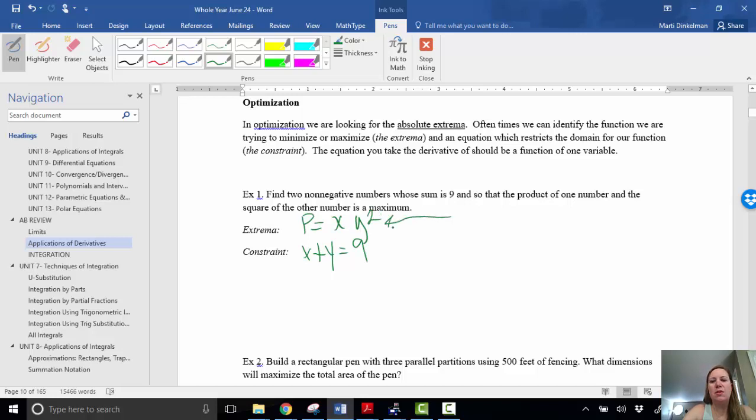So this is the thing that we're eventually going to try to take the derivative of and set equal to 0 because we're looking for a maximum. Right now it's two variables there on the right-hand side and we don't want that. So we want to make sure that we substitute. So I think the easiest thing to do in this problem is solve for the x. We'll call it 9 minus y, and then we'll come up here and we'll rewrite this p. So we're going to have 9 minus y times y squared.